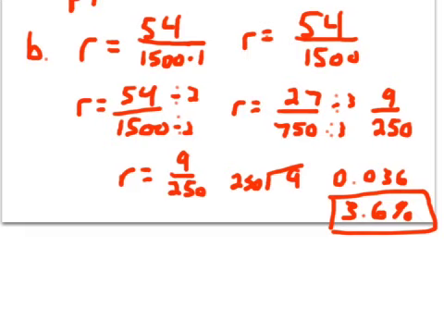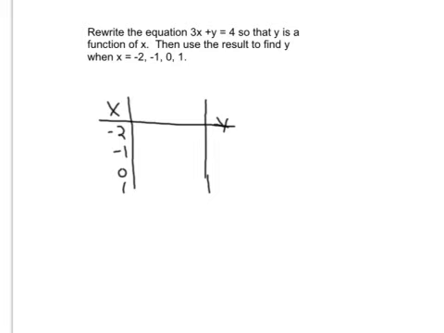Alright, let's go on to one last example. Okay, this one says, rewrite the equation 3x plus y equals 4 so that it is a function of x. Then use the result to find y when x equals those 4 numbers. Okay, so we want to rewrite the equation so that y is a function of x. What y is a function of x means is we want y equals. So we want y by itself. Okay? That's what y is a function of x means.